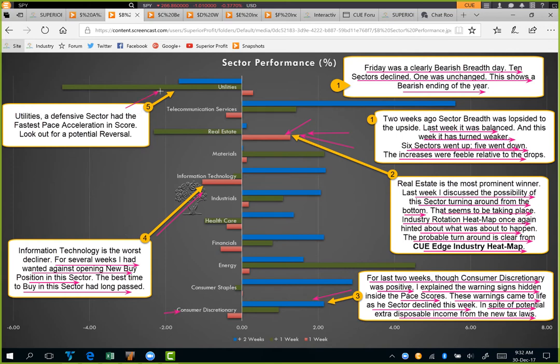Utilities, it's a defensive sector and it went up with fastest pace acceleration. You may look out for a potential reversal in this sector. Let's have a look at these sectors: real estate, consumer discretionary, information technology and utilities using QH sector industry heat map.